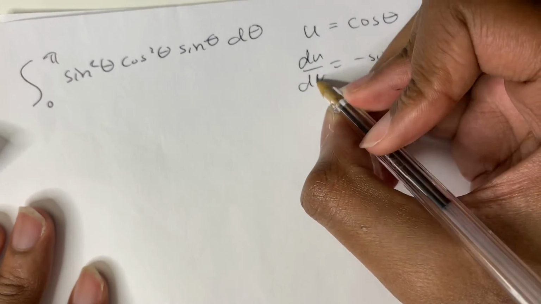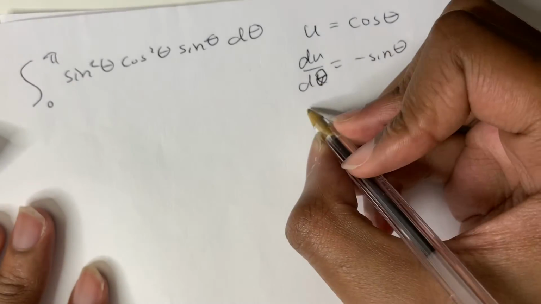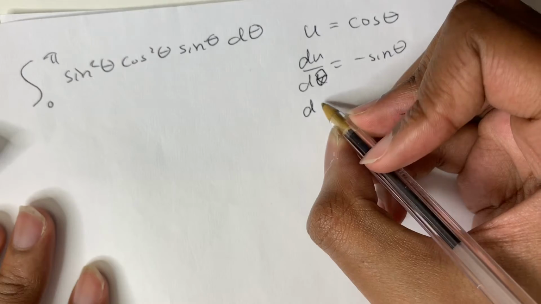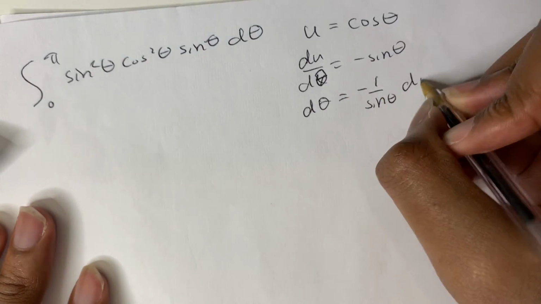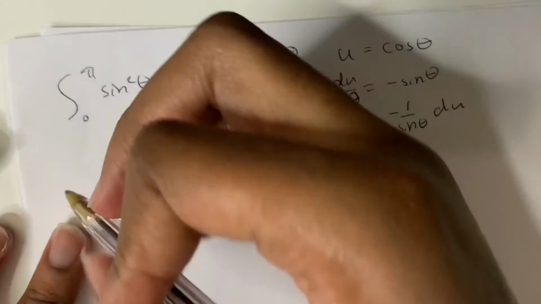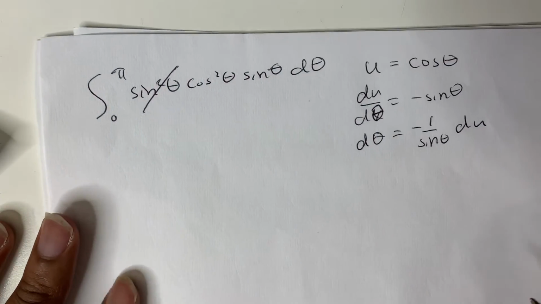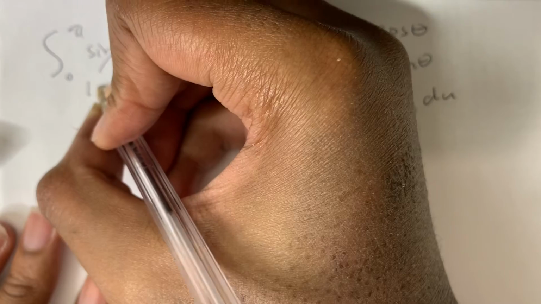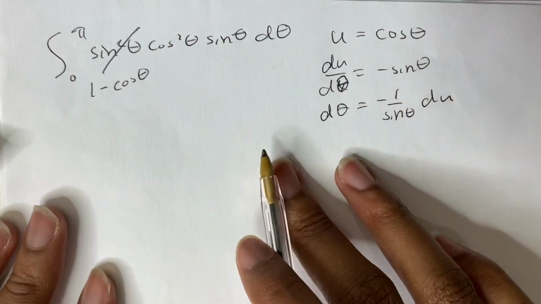Oops, not du over dx. Du over d theta is minus sine of theta. This means that d theta is going to be minus 1 over sine of theta du. What we can also do is use the trig identity that we used earlier. Rewrite sine squared of theta as 1 minus cosine squared of theta.